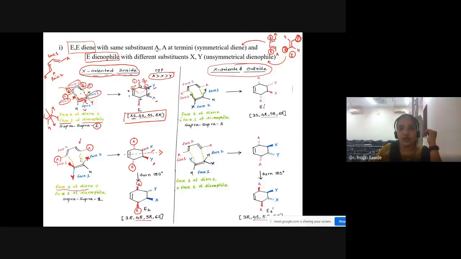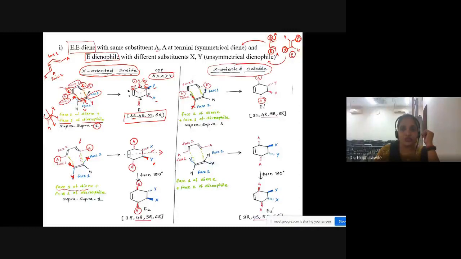Okay, again how the dienophiles are approaching? From the bottom. So where A will be located in the product? Away. Can you see this? Away? A is away from the plane, right? Now look at this, x is outside, x is outside.